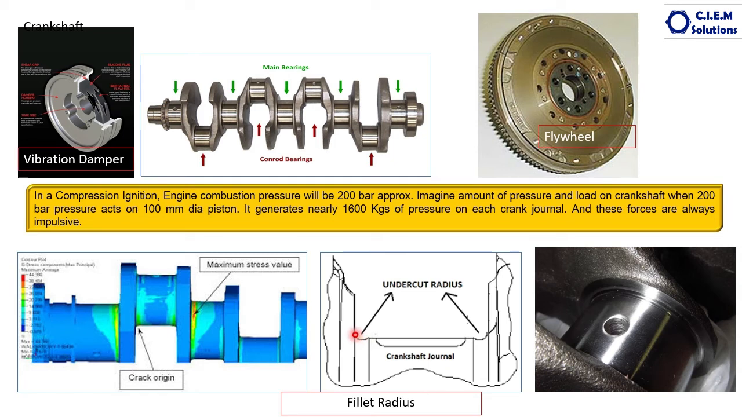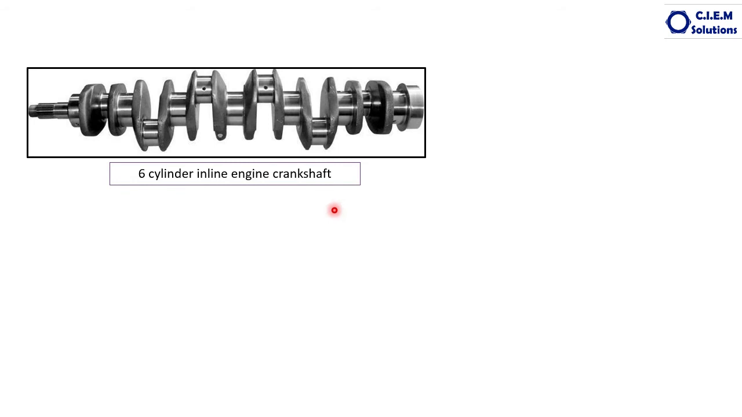The amount of undercut and the radius to be maintained depends upon the size of the crankshaft and the capacity of the engine, which will be designed by the engine manufacturer. Now let us see. This is the shaft, a 6-cylinder inline engine shaft. You can see the main journals, 7 of them, that is 1, 2, 3, 4, 5, 6, 7, and connecting journals, 6.